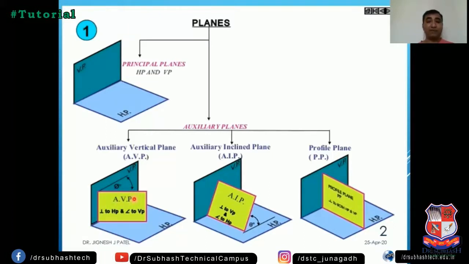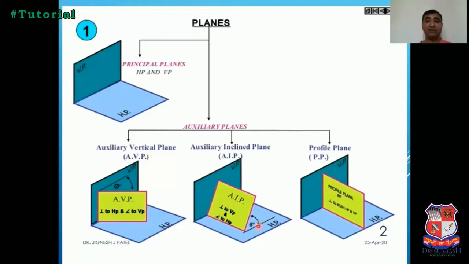Another is the auxiliary inclined plane, which is perpendicular to VP and inclined to HP by angle theta. And the third one is the profile plane, which is perpendicular to both HP and VP.